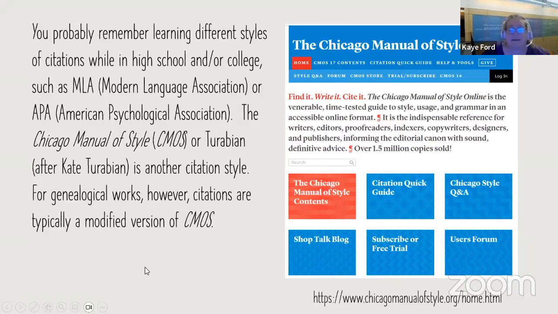Kate Turabian, I did want to add this. She worked for the University of Chicago for 28 years, and she was the dissertation secretary. She had to approve all master's theses and doctorate dissertations. So she had her own style guide, and the Chicago Manual of Style is based on that.